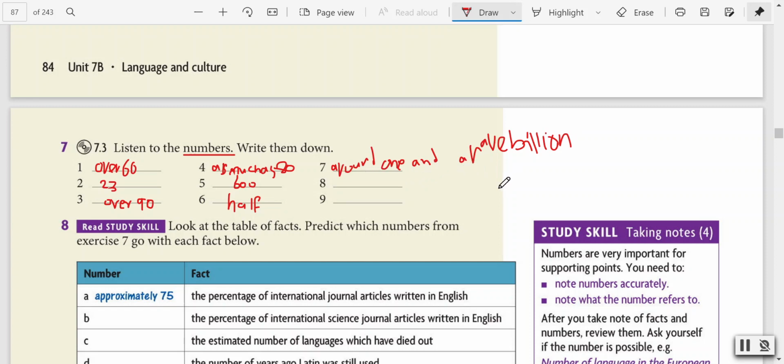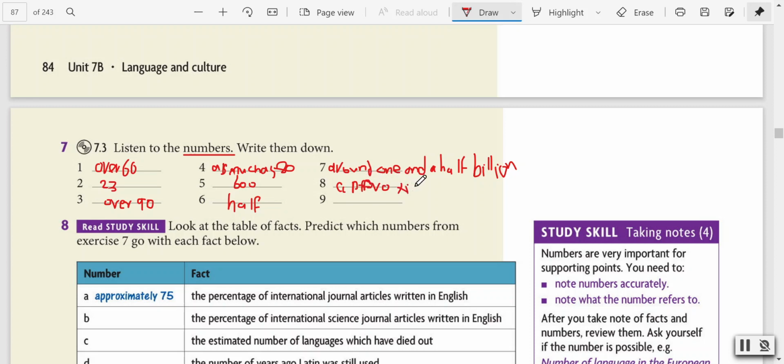One and a half. Okay, number 7, around 1.5 billion. Number 8, approximately 75. And the last one, she said in the thousands. In the thousands, we can write down.